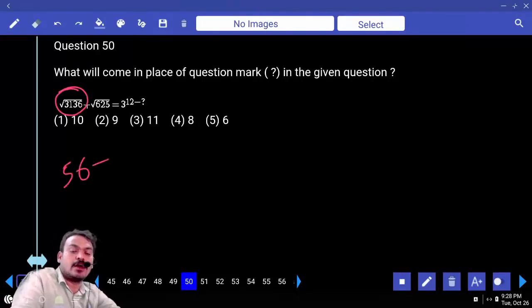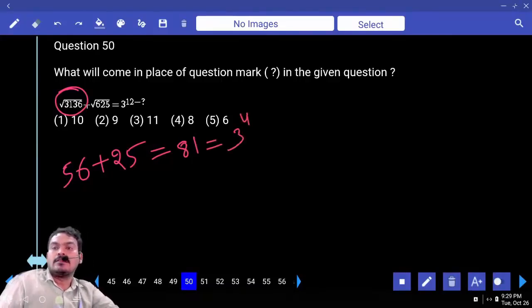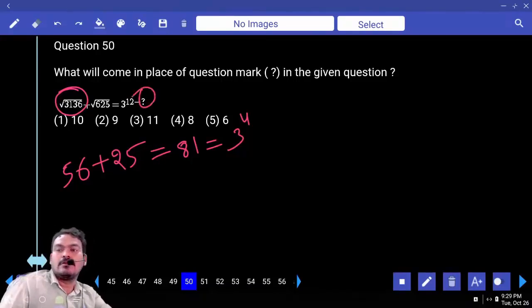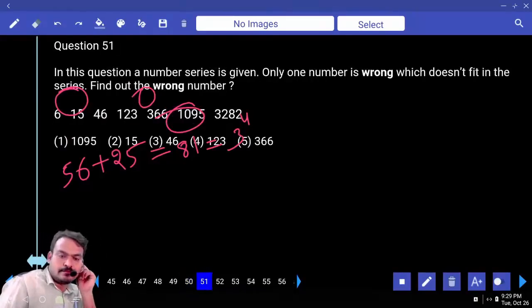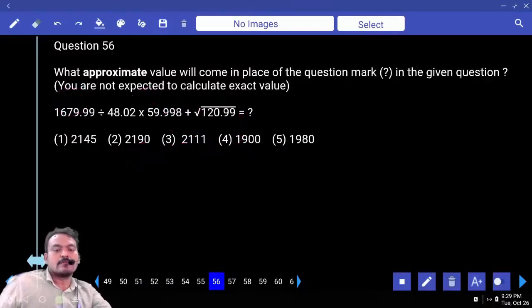56 plus under root of 625, that is 25. 56 plus 25 is 81. 81 is nothing but 3 power 4, or not? 3 power 4 equals 3 power 12 minus, or not? The value is equal to how much? 8. Which option? Fourth one. Wrong number is complete. Next question number 56 to 60.